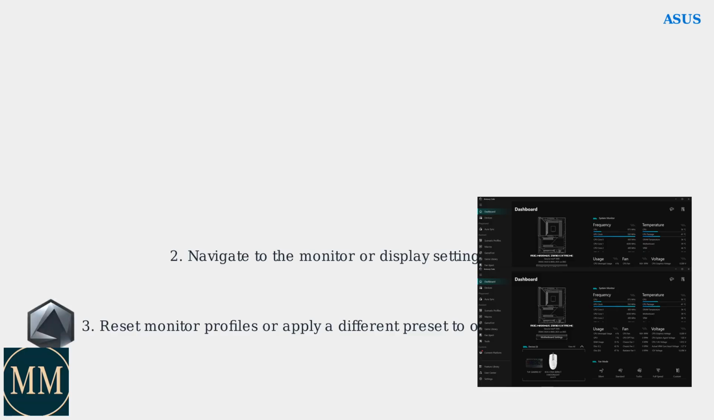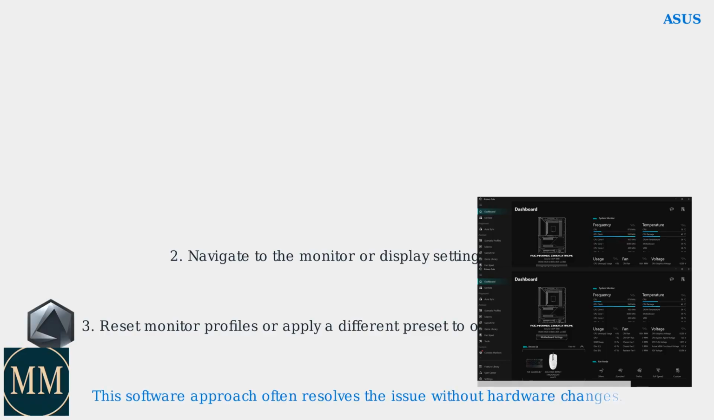The reset function in Armoury Crate can resolve firmware conflicts that cause the racing mode to get stuck. This software reset method provides a quick solution to unlock the racing mode and restore normal monitor functionality.